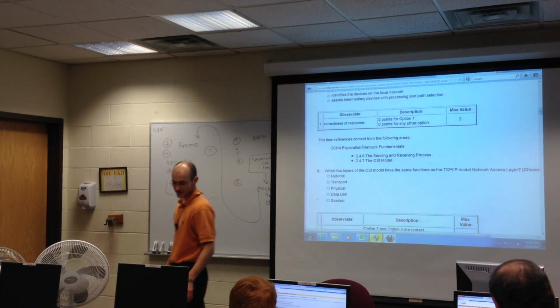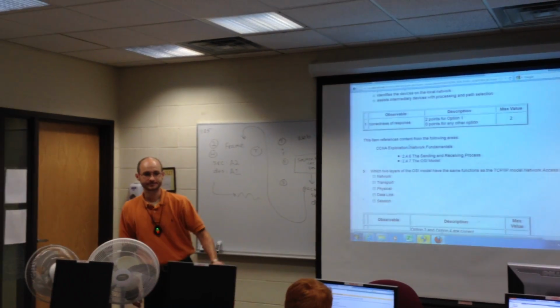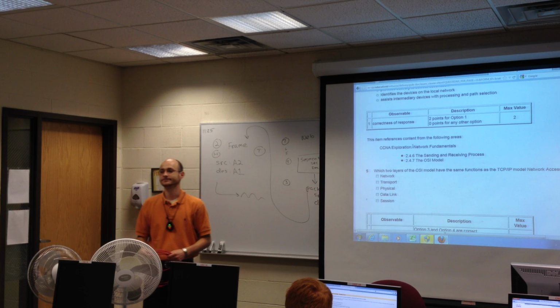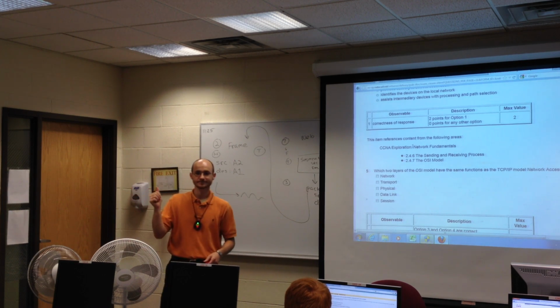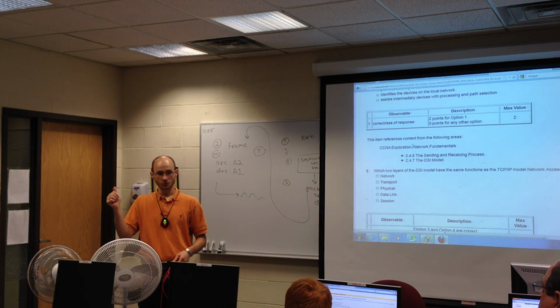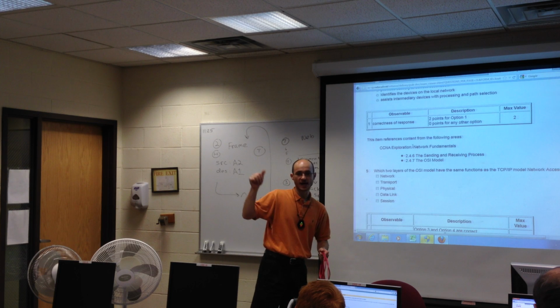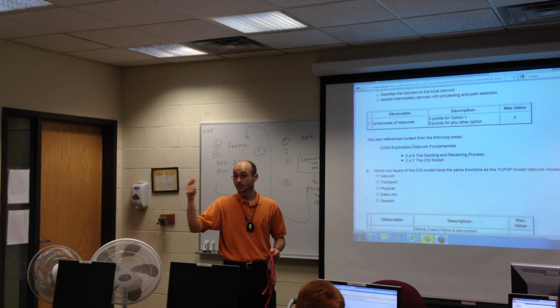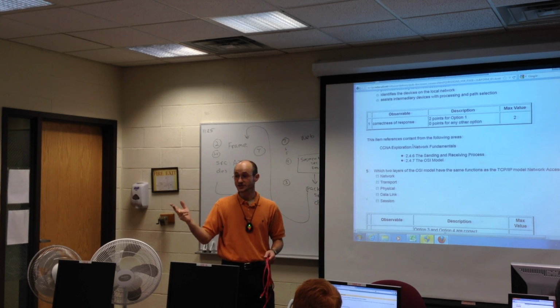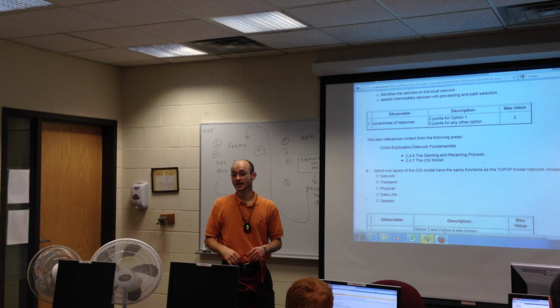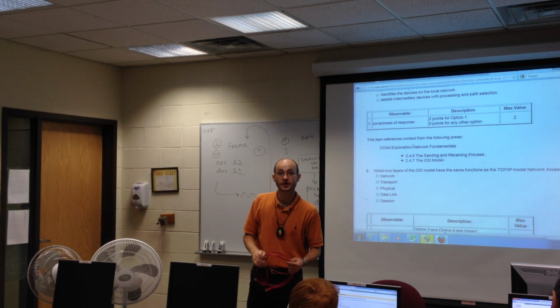What are the 4 layers of the TCP/IP model? Application, which is linked to what? 3 layers of the OSI, right? The application layer of the TCP/IP model links to the application layer of the OSI, plus the presentation, plus the session. What's the second layer of the TCP/IP model?